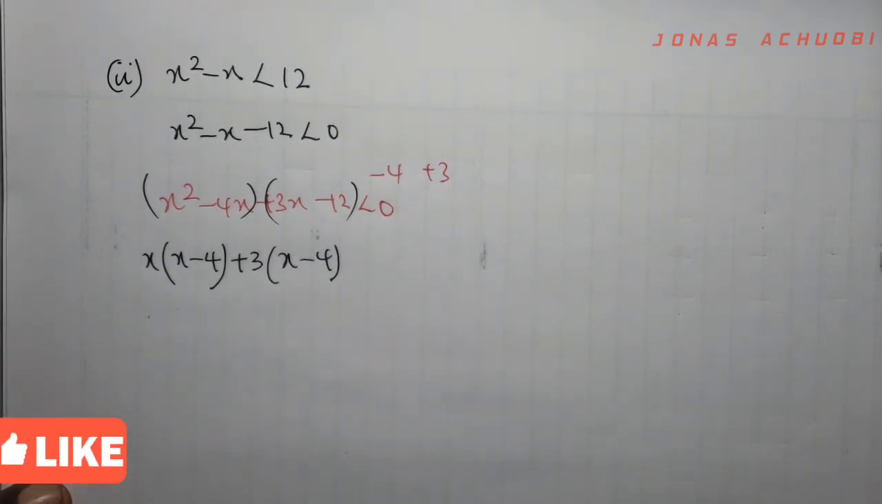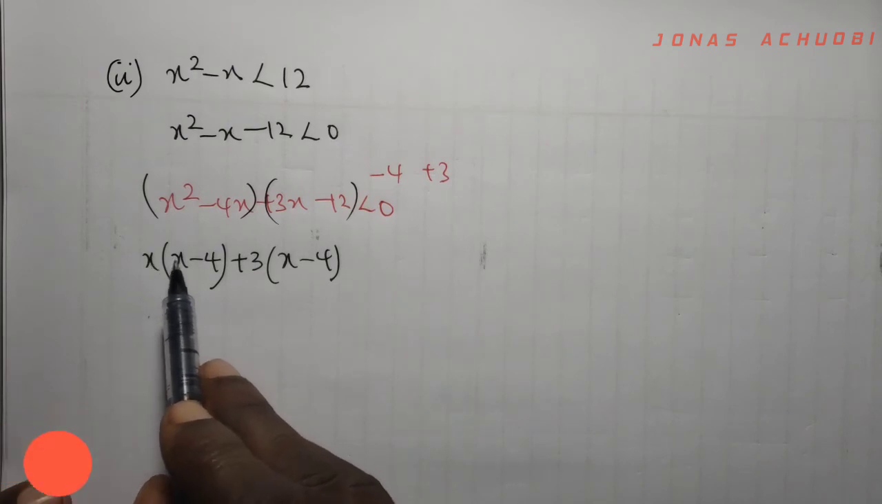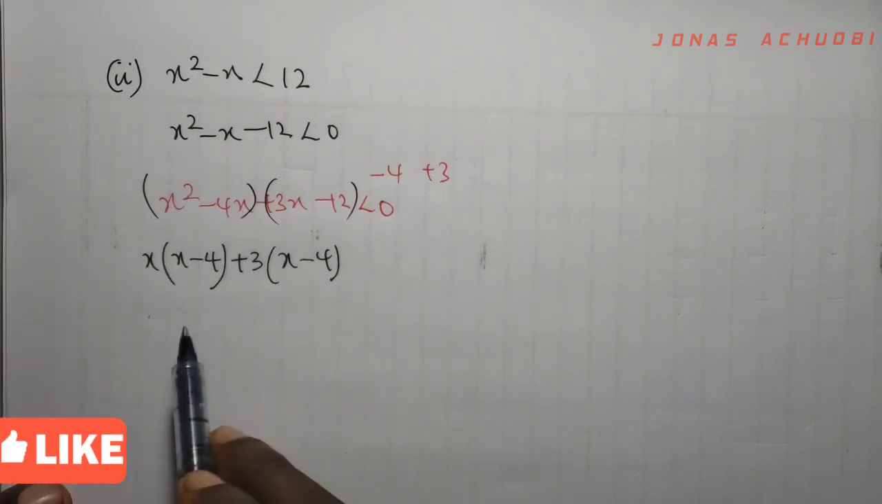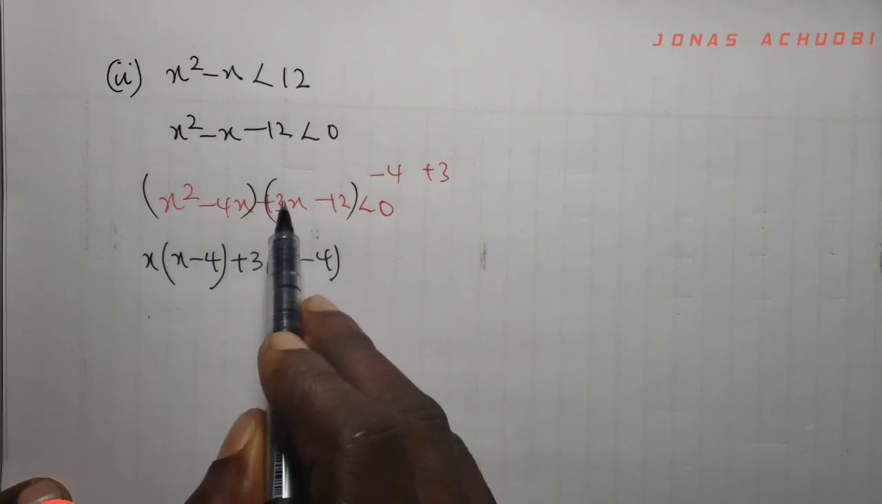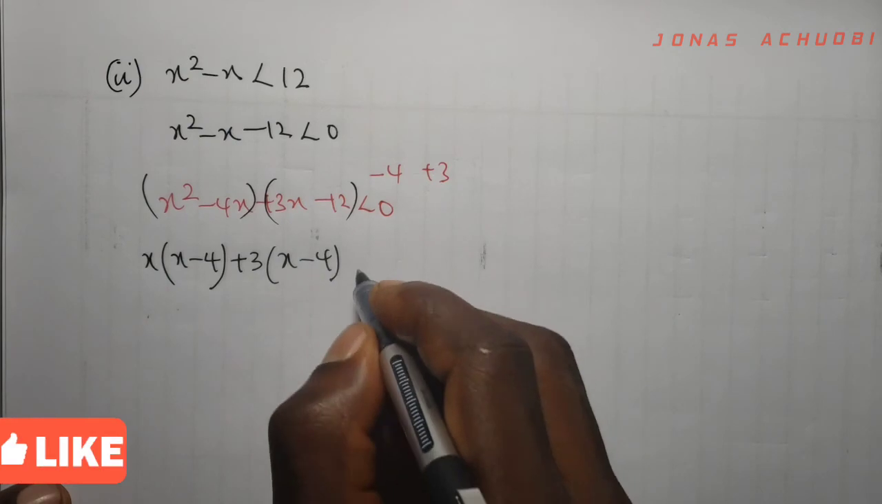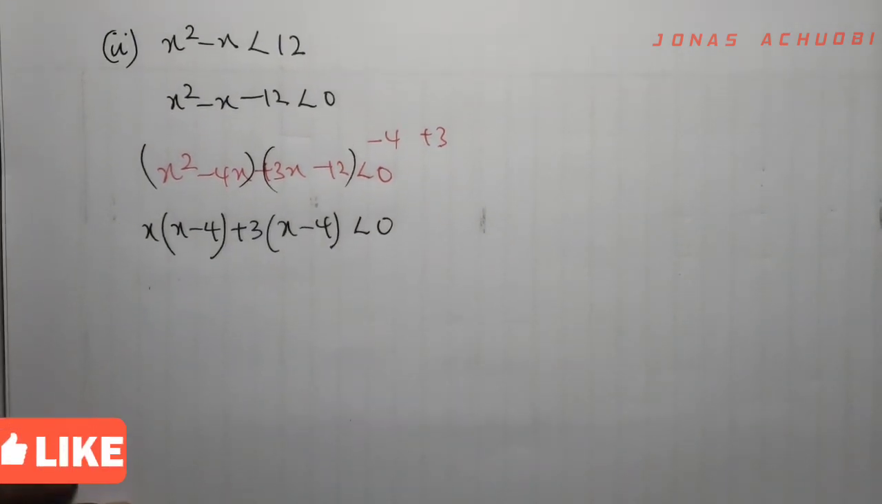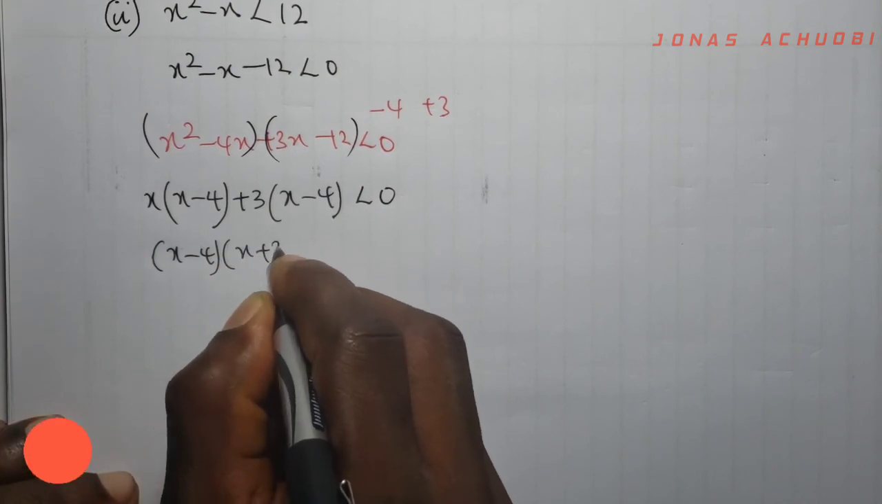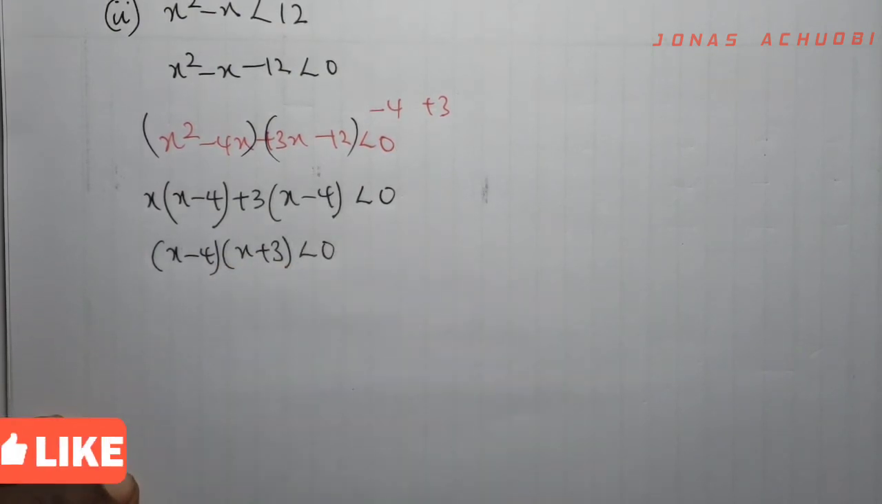I always love to stop and check if I'm correct or not. X times x is x squared. X times minus 4 is minus 4x. 3 times x is plus 3x. 3 times minus 4 is minus 12. That's correct. Less than 0. So this gives us x minus 4, x plus 3 less than 0.